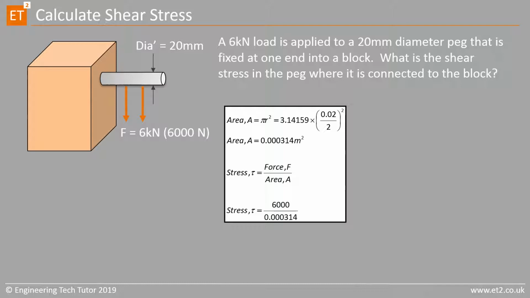Okay, now stress is force over area, and so what we're going to have to do now is take the force of 6,000 newtons or 6 kilonewtons and divide it by that area we just calculated. When we do that, that gives us a shear stress of 19,108,208 pascals, or to give it a slightly more usable unit, 19.1 megapascals. 1 megapascal is 10 to the 6 pascals, so it's a much more efficient way of writing a large number.